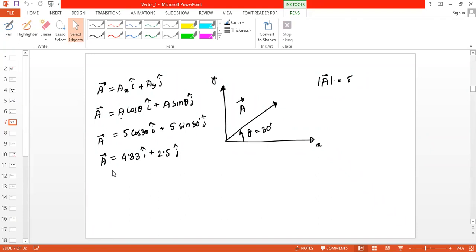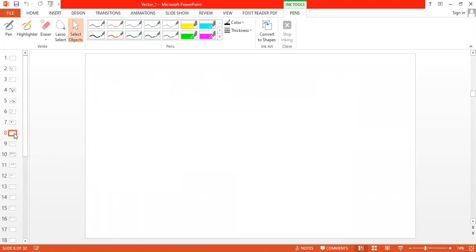Now, let's attack this problem in the opposite direction. Let's say a vector is written in this way. A is a vector, written as 3i plus 5j. A vector is given as 3i plus 5j. So this is a vector, no doubt about it.